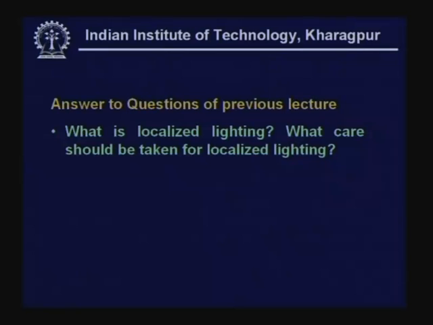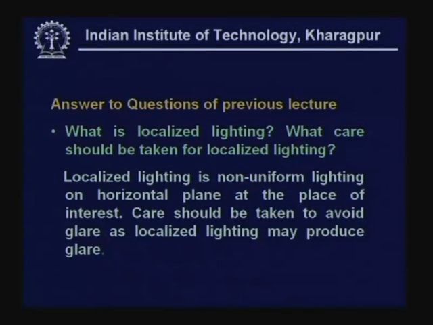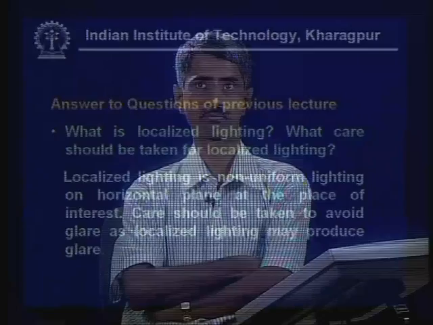What is localized lighting? What care should be taken for localized lighting? Localized lighting is non-uniform or intense lighting on horizontal plane at the place of interest. The care should be taken to avoid glare as localized lighting may produce some glare.